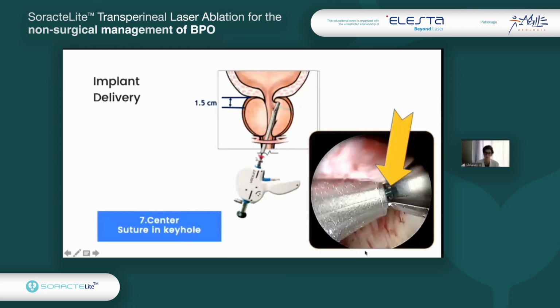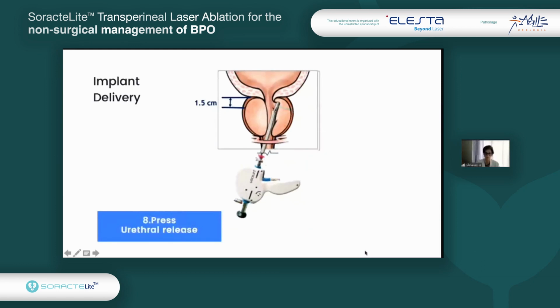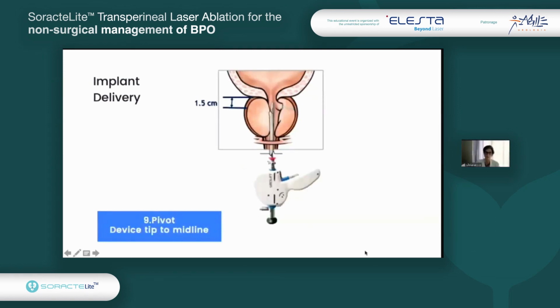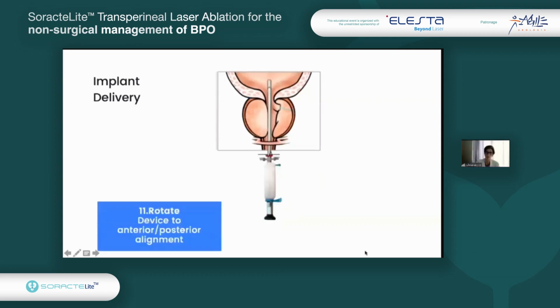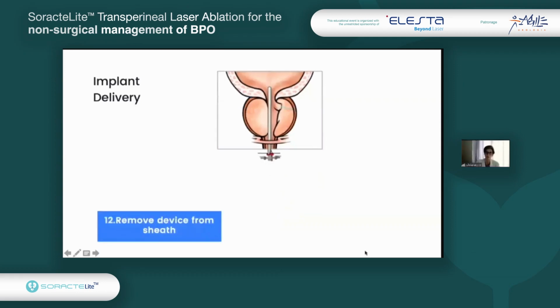And then when the suture is in the keyhole, as shown in the right picture and pointed out by the arrow, we can release the needle and the stitch. So we can press the urethral release, pivot the device into the midline, and then advance into the bladder, rotating the device and then removing the device from the sheath. The sheath stays in the bladder, and then we need to recharge with another Urolift device.